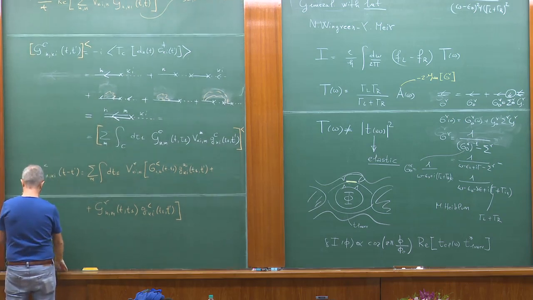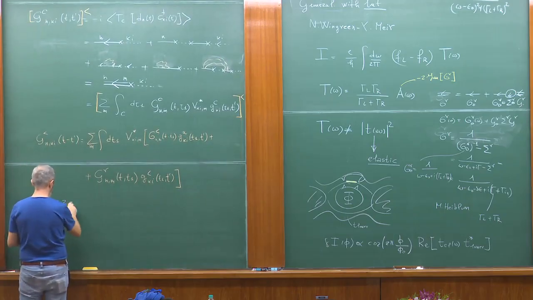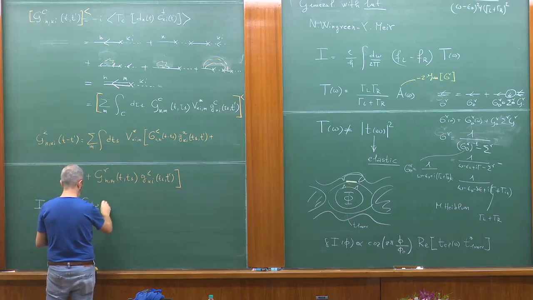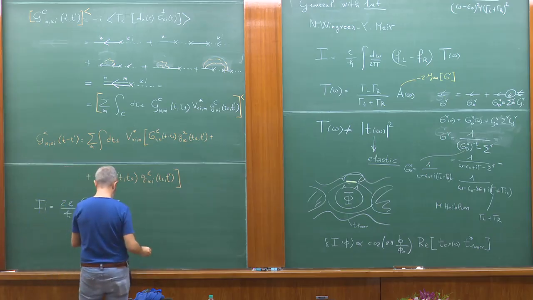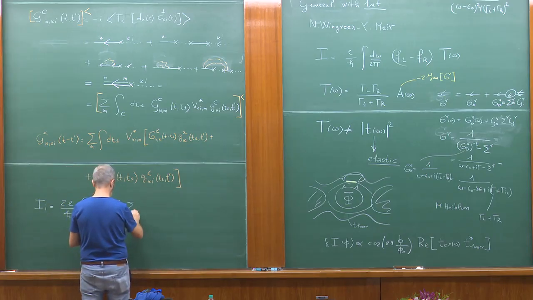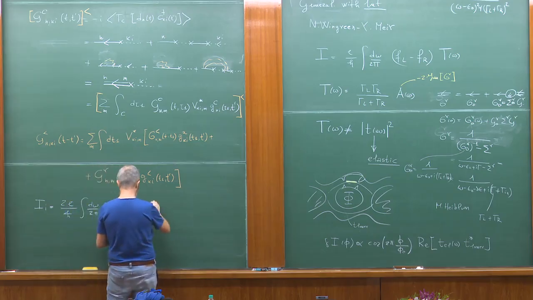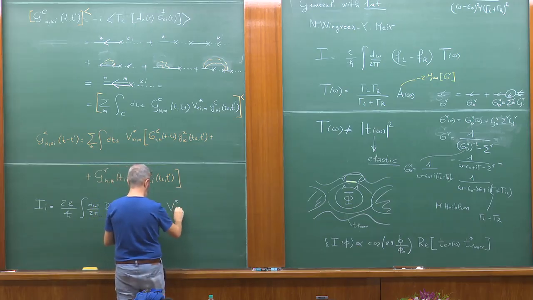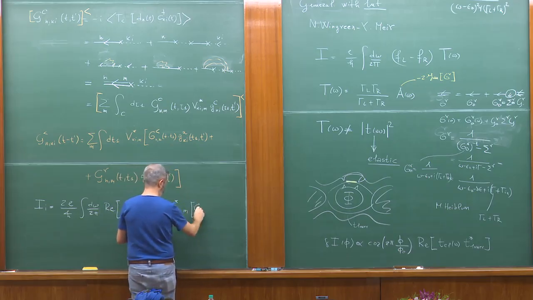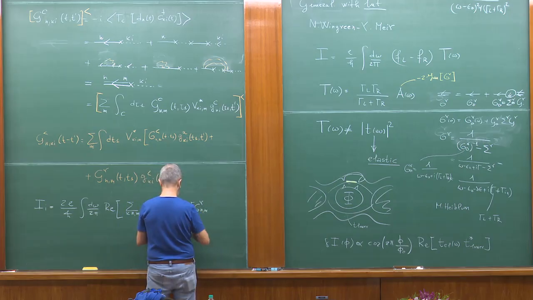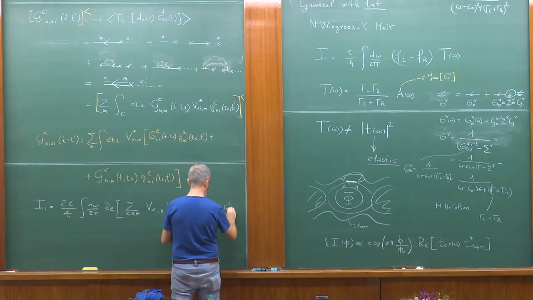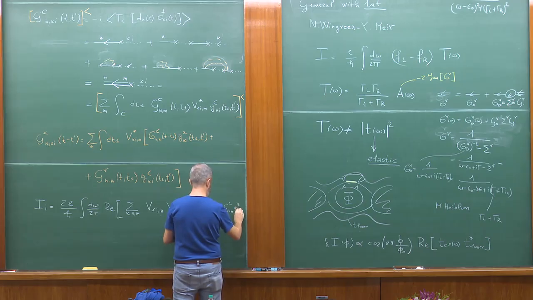So if I do that, what I'm going to get is 2e over h bar times the integral d omega over 2 pi times the real part of the sum over k, n and m of v k I m v star k I n, where this is n and this is m, and then I will have G retarded nm G lesser kI plus G lesser nm G advanced kI.